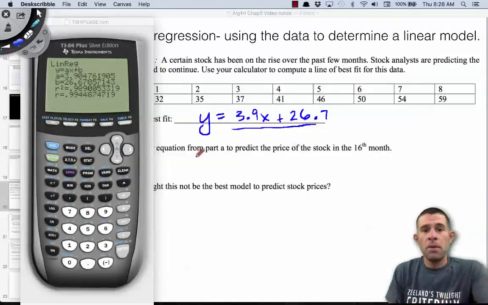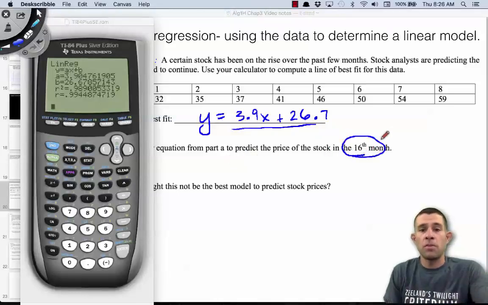Okay. Part B of this asks us to use this equation in Part A to predict the price of the stock in the 16th month, which means X needs to take on the value of 16. So let's find Y, our stock price, in the 16th month.